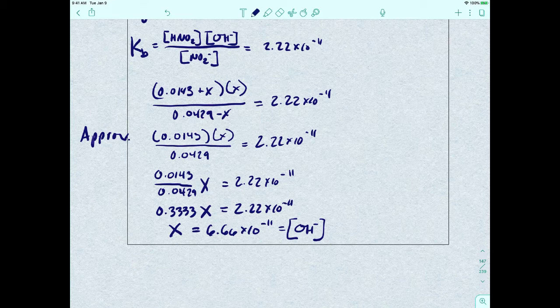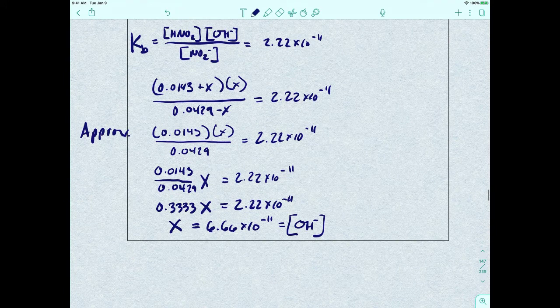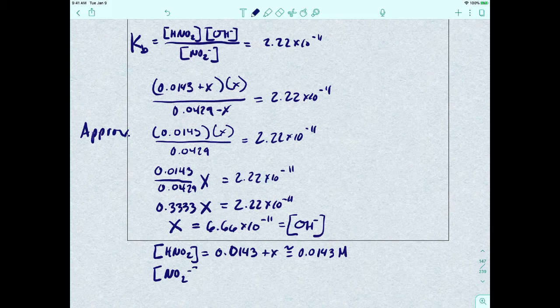Now, because X is so small, the concentration of HNO2, which was again 0.0143 plus X, is so small, 10 to the minus 11th, that the concentration is going to be around 0.0143 molar. And the concentration of nitrite ion is going to be 0.0429 minus X. And again, X is so small, it's not going to make a dent. So it's still pretty much 0.0429 molar.